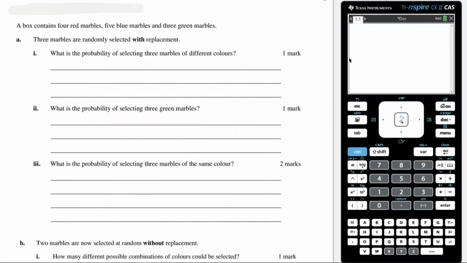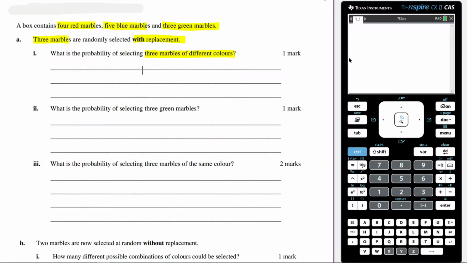We're going to answer this question here. It says a box contains 4 red marbles, 5 blue marbles, and 3 green marbles. 3 marbles are randomly selected with replacement. What is the probability of selecting 3 marbles of different colors?